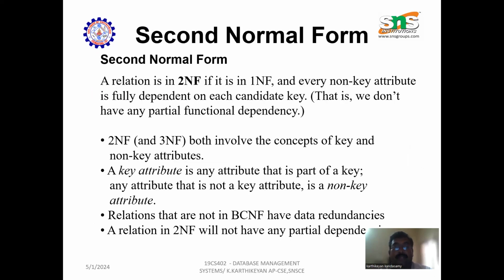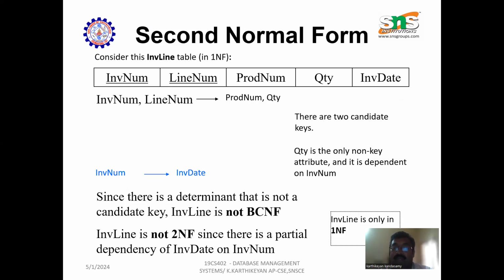So second normal form: a relation is in 2NF if it is in 1NF and every non-key attribute is fully dependent on each candidate key, that is, we don't have partial functional dependency. So for 2NF, a key attribute is an attribute that is part of a key. Any attribute that is not part of a key is a non-key attribute. Relations that are not in BCNF have data redundancy. A relation in 2NF will not have any partial dependency. Verify it. So this is one of the examples.